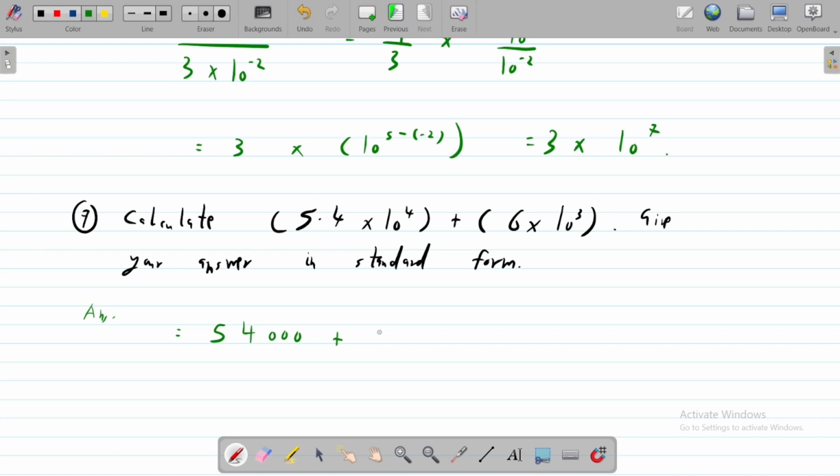6. Close. It will be 6,000. Remember when I said when you have just a number, you're going to put the amount of zeros as the power that you have. So if you have 3, you're going to put down 3 zeros. So you have 6,000. Okay, no worries.